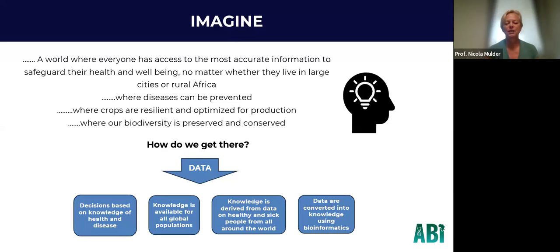Data needs to be organized in particular ways to enable us to make decisions based on it. So we need knowledge derived from data to enable benefit for health. We need this knowledge to be available for all populations, no matter where you live. And we need this knowledge to be about both the healthy state and the disease states. If we don't know enough about what makes us healthy, how do we know what perturbs the healthy state to be able to get to diseases? So we need to be able to convert data into knowledge, and this is where bioinformatics comes in.